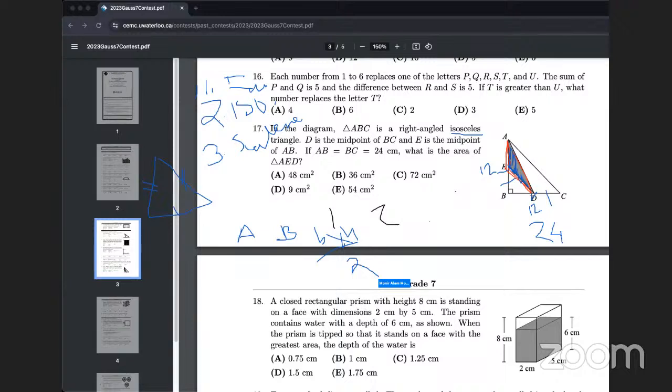So for this triangle, we know this guy is 12 and this guy is 12, but we don't know this one, right? So base times height, this is base, this is height, divided by 2. And 12 times 12, that's 144. Okay, 144 divided by 2, 72.